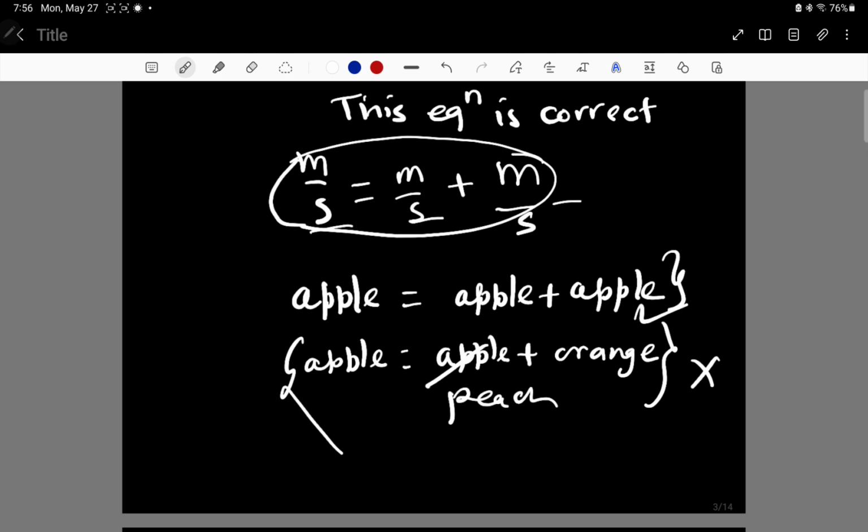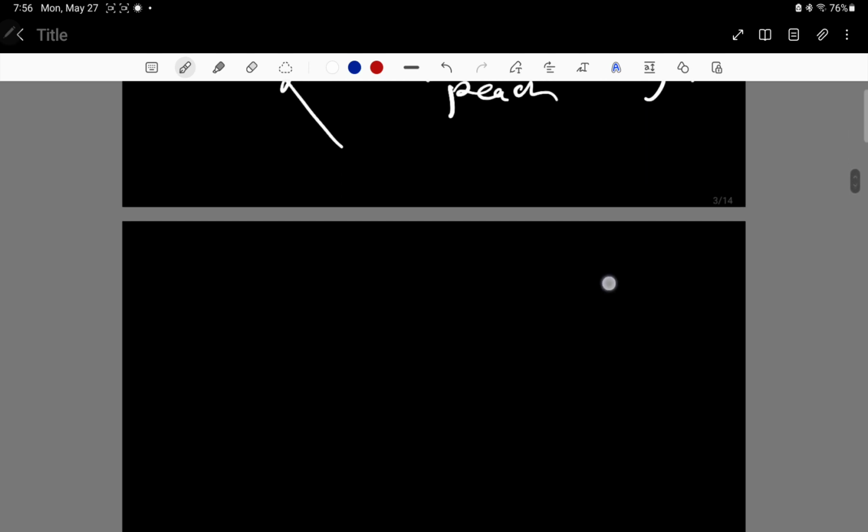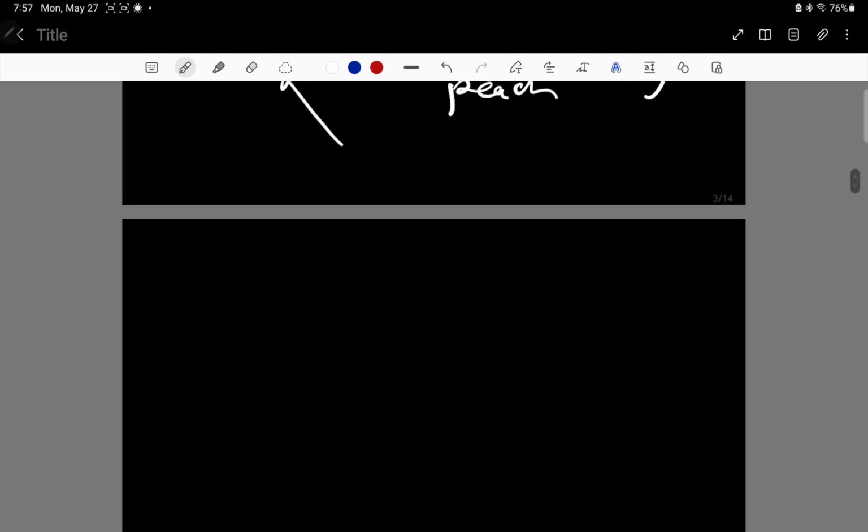So unit conversion is one of the most important tasks. You have to convert from one system of unit to another system. Sometimes units are given in a different system and you have to convert from one to the other. For that, let me write down unit conversion.